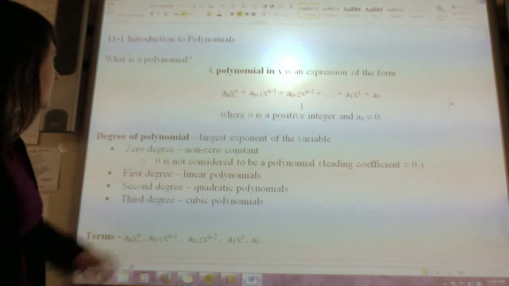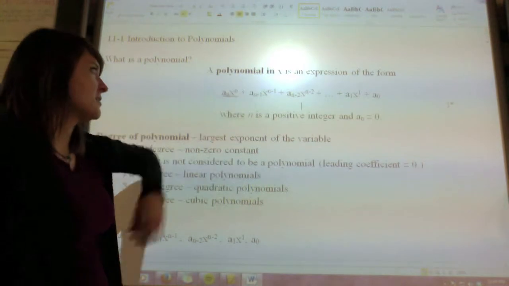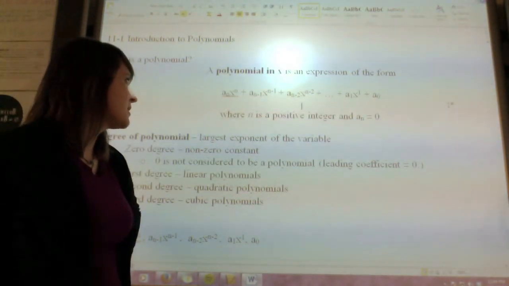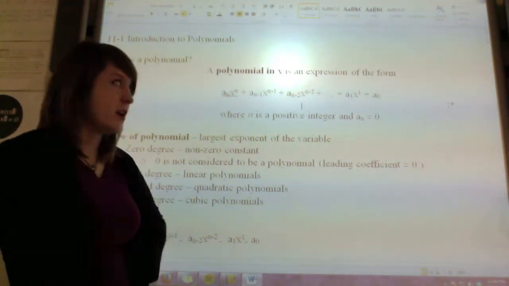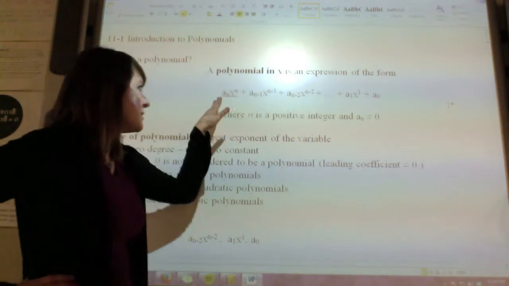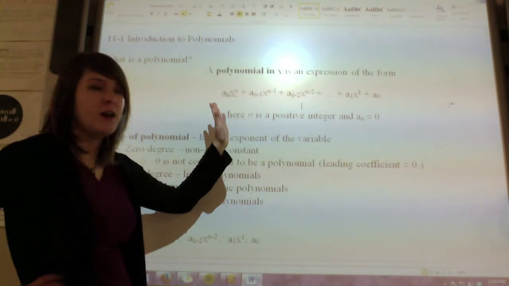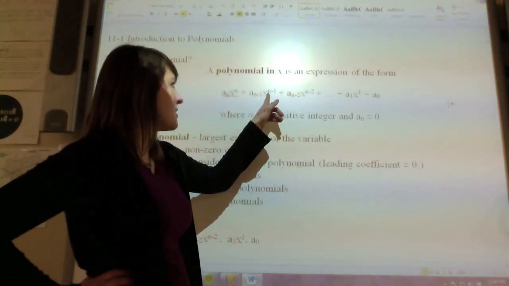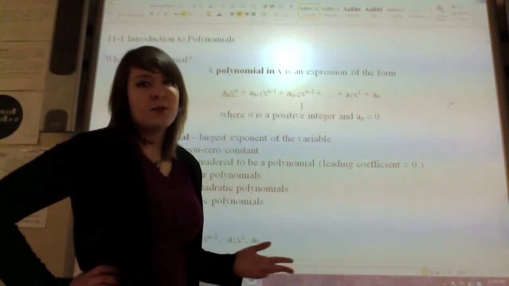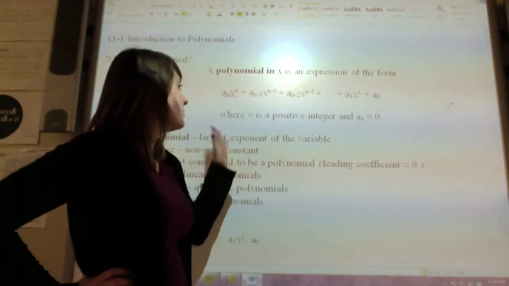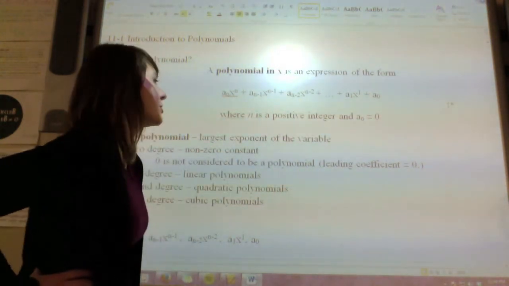So the first thing we want to do is look at the definition. What is a polynomial? Well, a polynomial in x is an expression of the form a sub n x to the n plus a sub n minus 1 x to the n minus 1, etc., all the way down to a sub 0. Essentially, a sub n, a sub n minus 1 and a sub n minus 2 are just the coefficients of your values. And then we've got x to the n minus 1, x to the n minus 2, so that'd be like x cubed, x squared, x to the 1, etc. So essentially we just have a bunch of powers being added together here with coefficients.